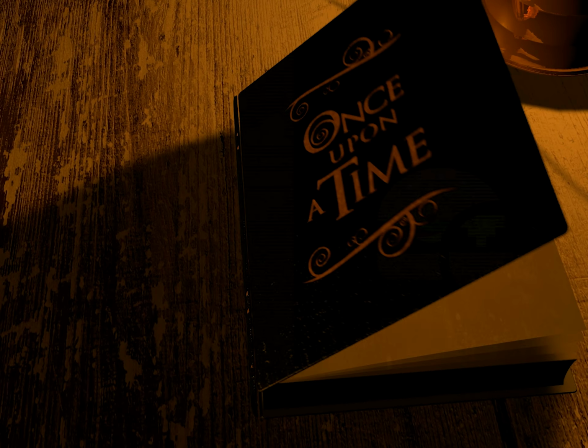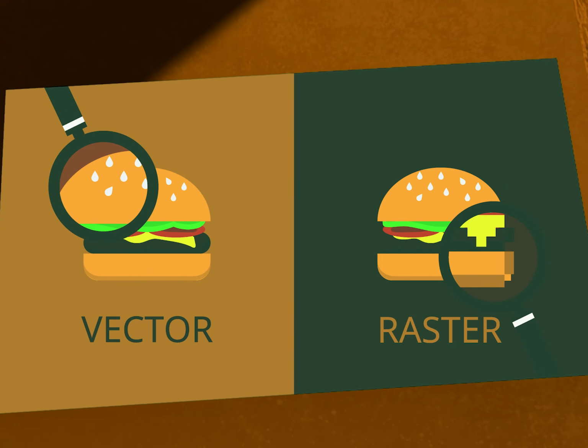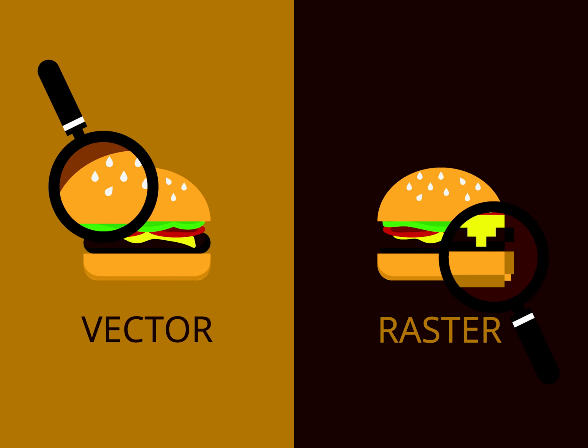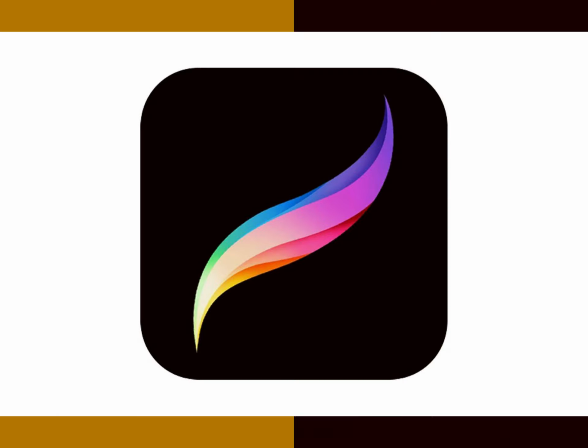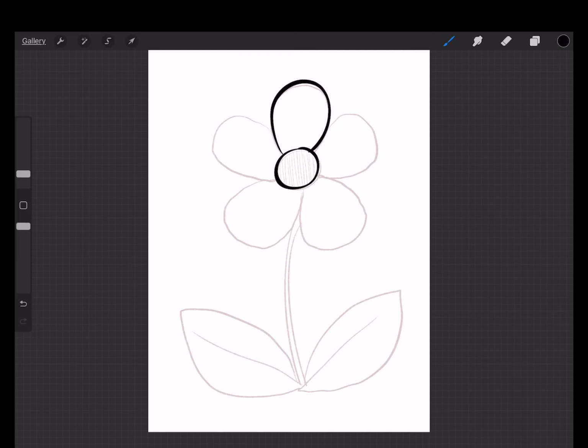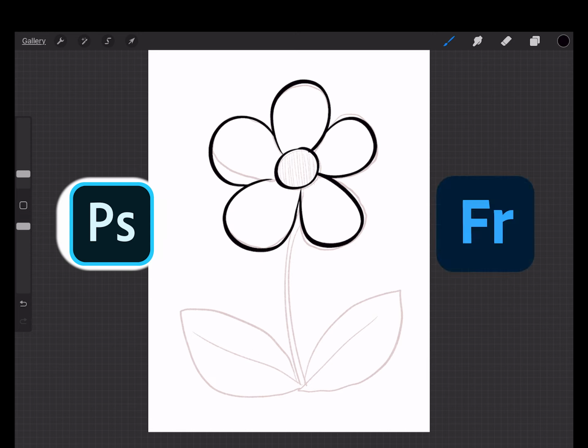Hello, welcome. Today I'm going to illustrate a flower using a raster program and a vector program on my iPad. The raster program I'm going to use is called Procreate. I prefer Procreate for its user-friendly interface, but Photoshop or Fresco are also great for raster illustrations.